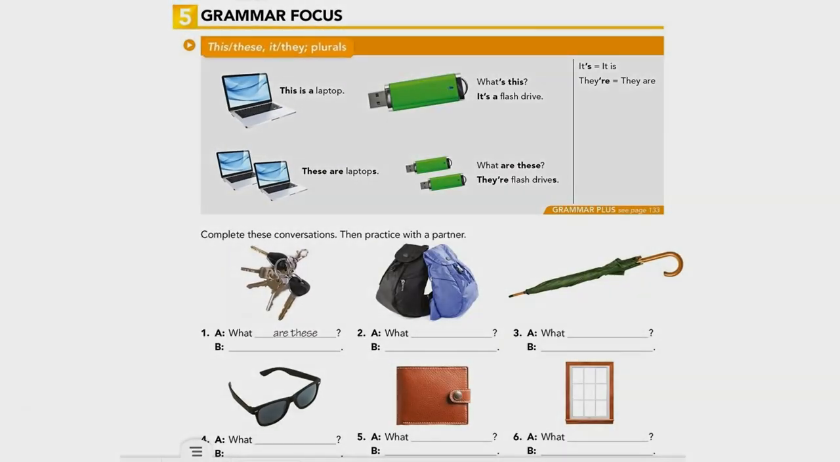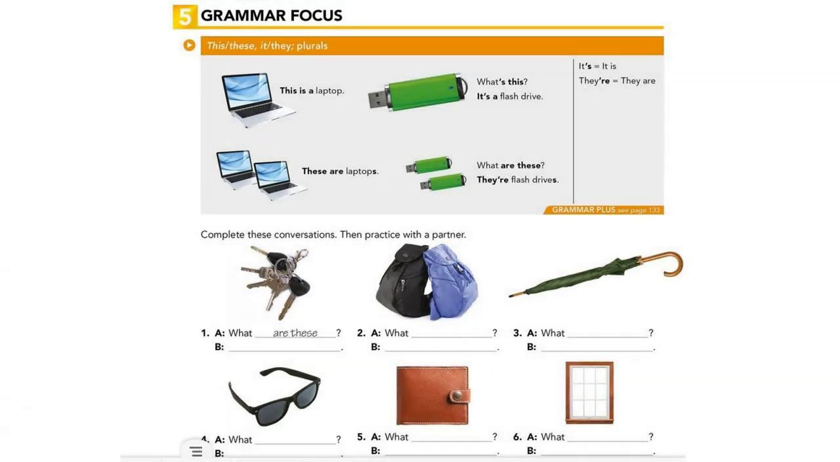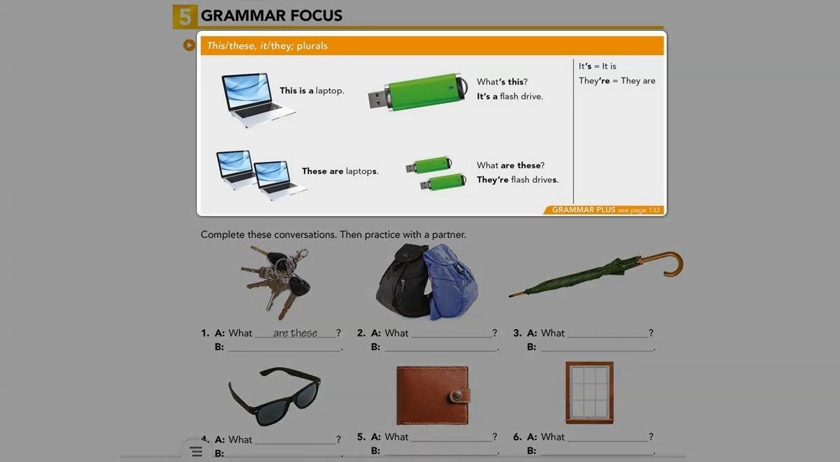Grammar focus. This, these, it, they, plurals. This is a laptop. These are laptops. What's this? It's a flash drive. What are these? They're flash drives. It's equals it is. They're equals they are.